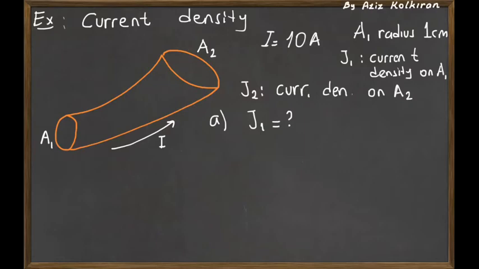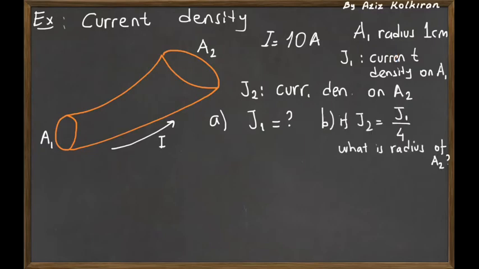All right. So the question is, first of all, what is J1? The current density that flows through A1. Since A1 is in the shape of a circular region, then we have to divide the total current that flows through A1 by A1.